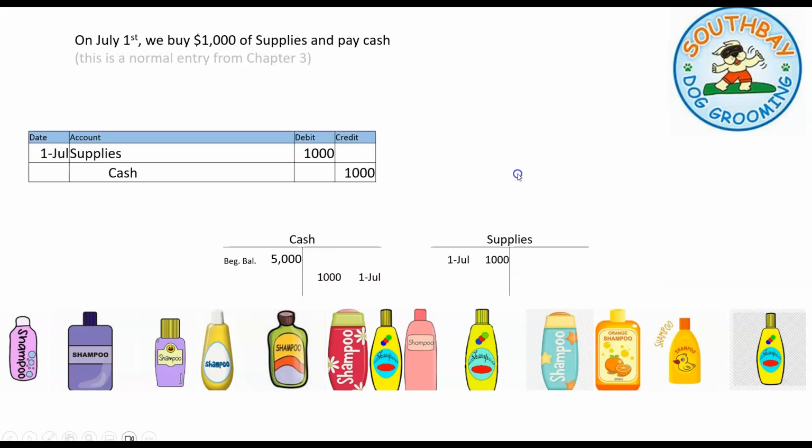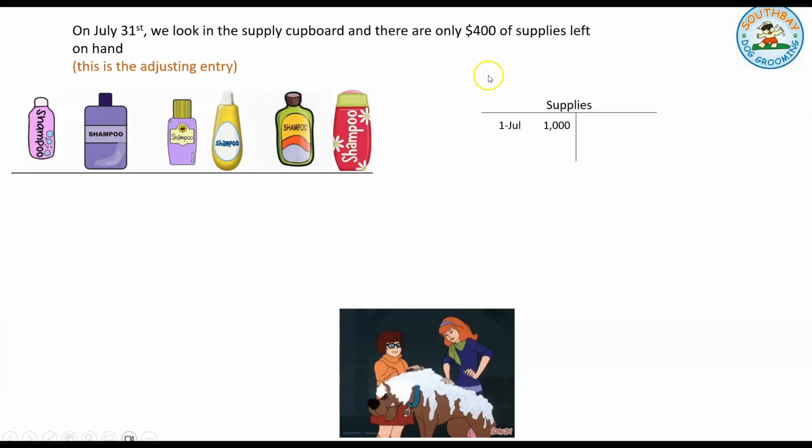Now, time rolls on, and it's July 31st, end of the month, and we're about to make our monthly financial statements. And we realize, holy smokes, there's only $400 worth of supplies because we've been using them all month to earn our revenue, scrub our dogs. So, if we reported on our balance sheet the current balance of $1,000, we'd be lying because we don't actually have that many supplies. So here we go. We need an adjusting entry. We need to fix that account.